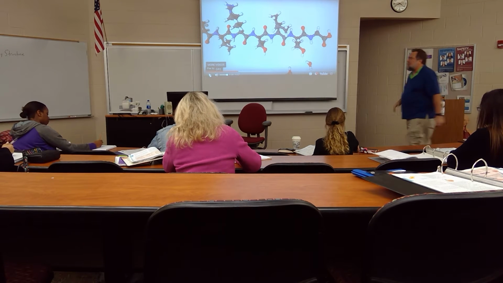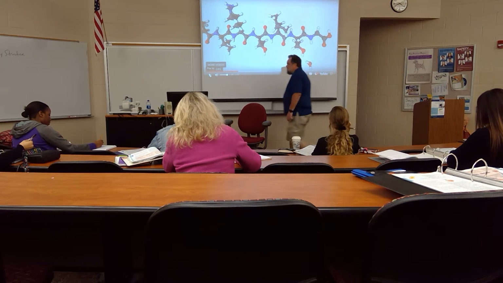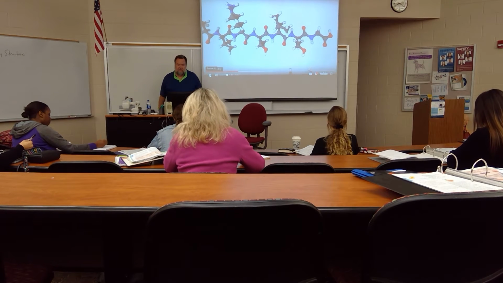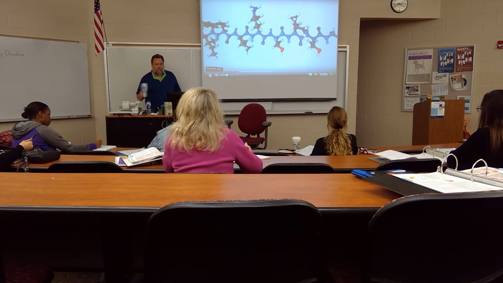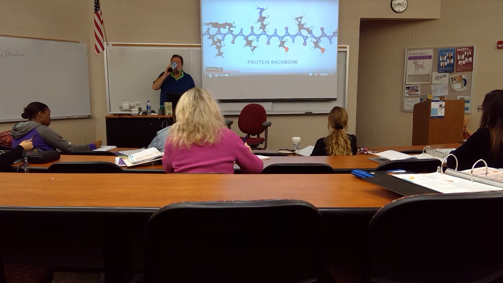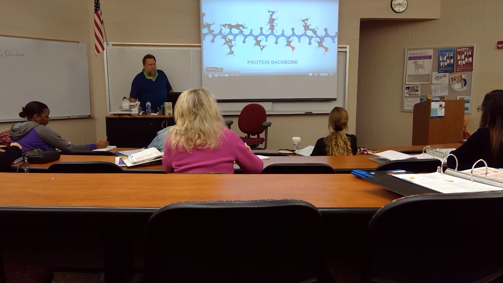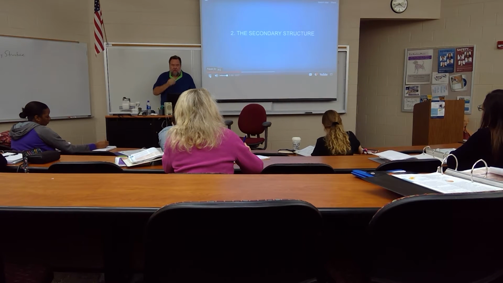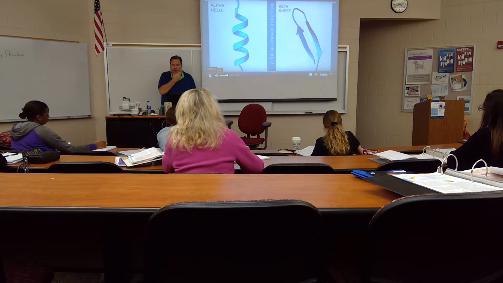All right, primary structure. Order of amino acids. This linked series of carbon, nitrogen, and oxygen atoms is the protein backbone. Protein chains often fold into two types of secondary structures, alpha helices and beta sheets.